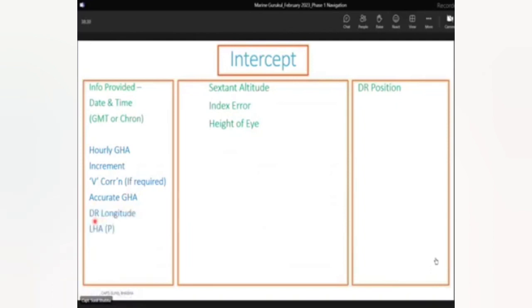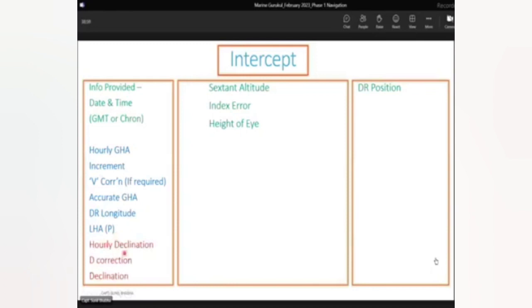Now once the GHA is obtained, we also have the DR longitude known to us. We apply the DR longitude and we get the LHA of the body. From the LHA, we can easily obtain angle P of the body. P will be equal to LHA if LHA is less than 180, and P will be equal to 360 minus LHA if it is greater than 180.